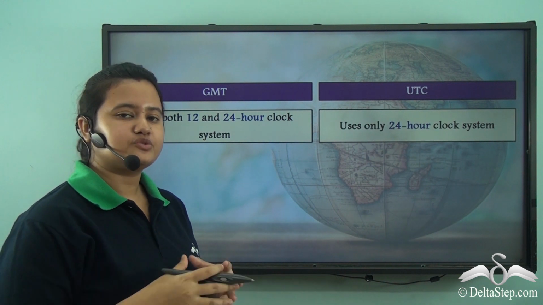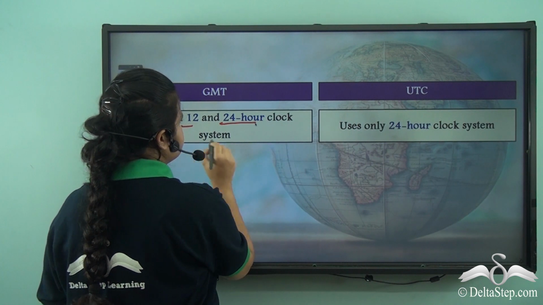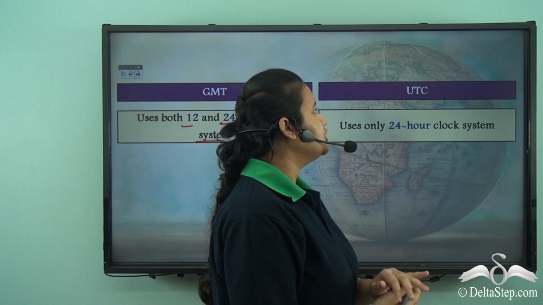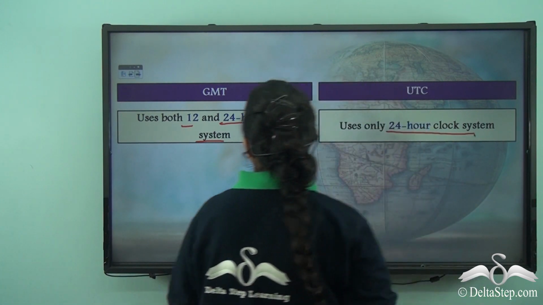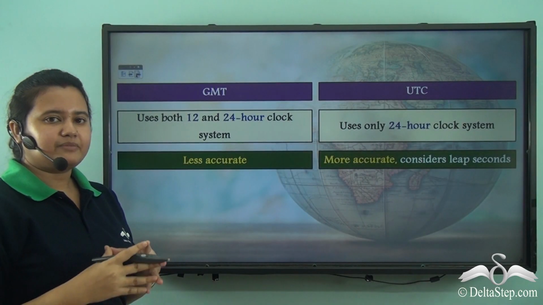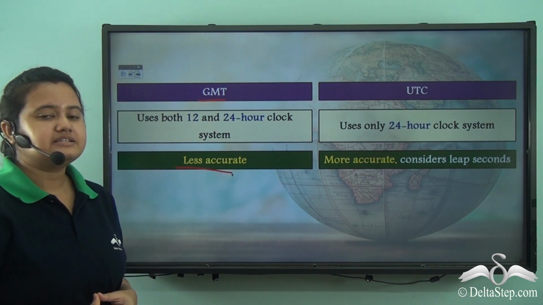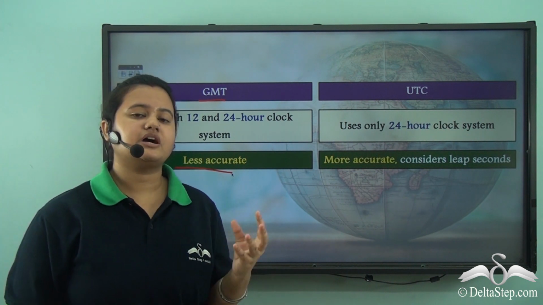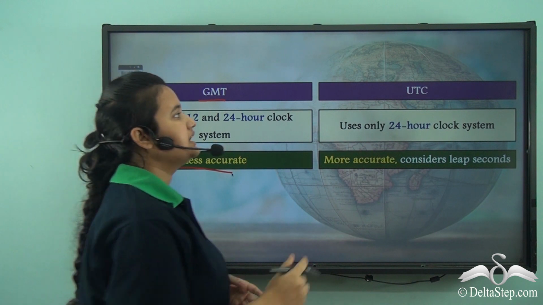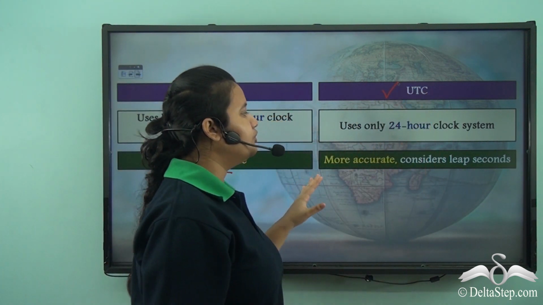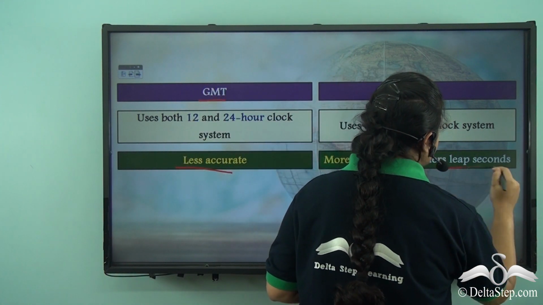GMT, or Greenwich Mean Time, uses both 12 and 24-hour clock system. On the other hand, UTC only considers the 24-hour clock system. As I mentioned just now, GMT is less accurate, as it does not consider slowing down of the Earth's rotation by a few seconds, whereas UTC is more accurate than GMT, as it considers the leap seconds.